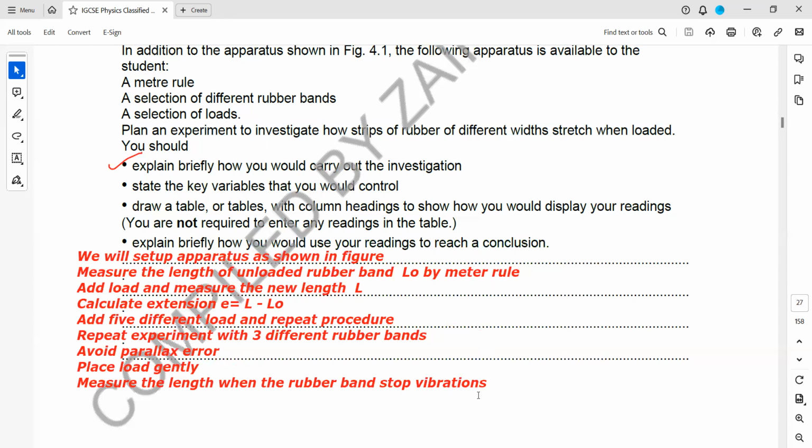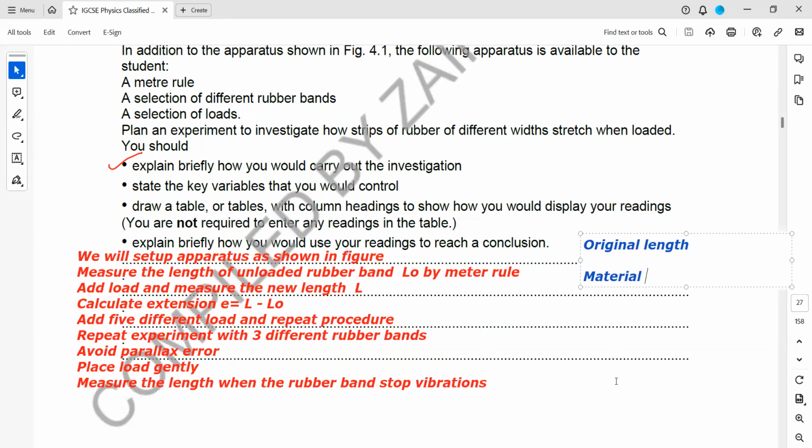Type of a rubber band, yes. The material of a rubber band, that's right. Initial length, that's right, correct, Imad. The length, the initial length, or you can say the original length, should be same. What else? The material of the rubber band should be same.